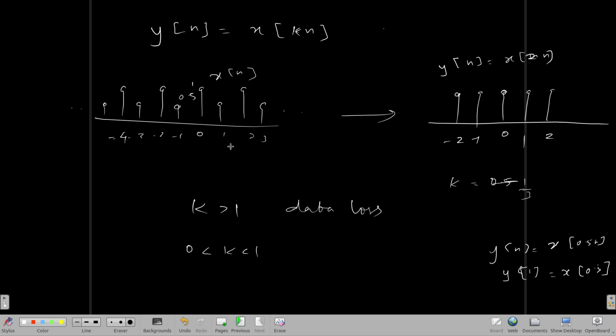So basically that also you can say it is being stretched out. If you are taking a finite sequence, you can say it is being stretched out. Only thing is that some extra zeros will be there, present in between every sample. But for k greater than 1, definitely there will be some data loss, because all of these samples may not be accommodated in the new signal, right?